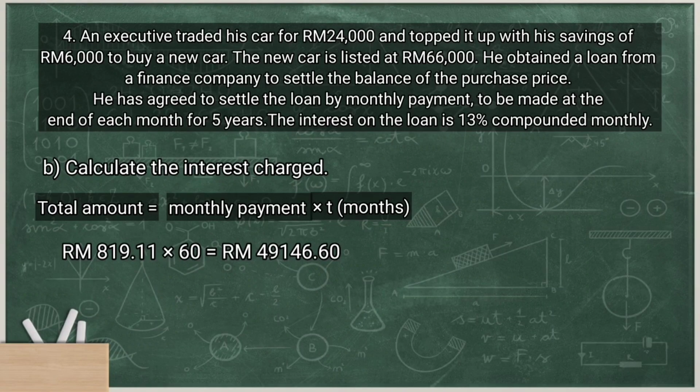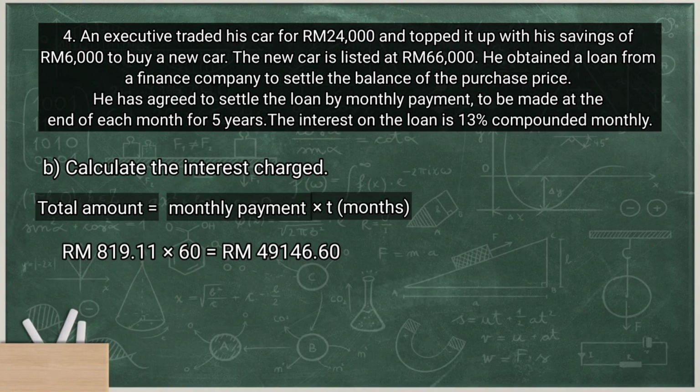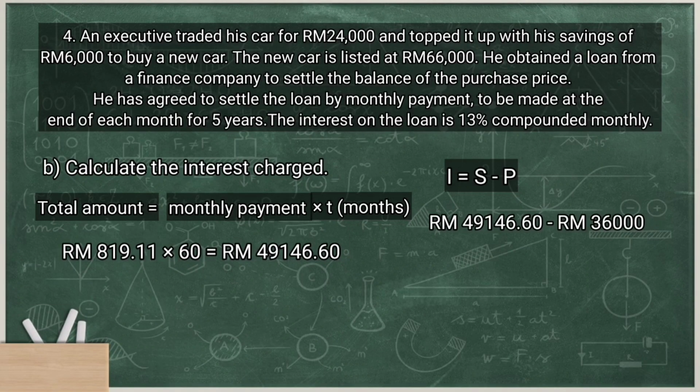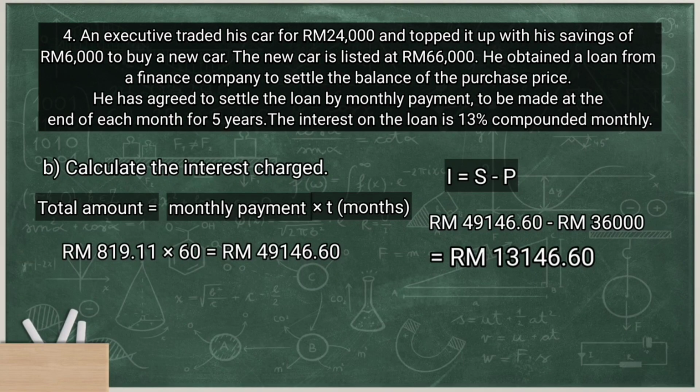Next, we find the interest paid by subtracting the principal from the total payment, which is interest equals total payment minus principal. So 49,146 ringgit 60 cents minus 36,000 equals 13,146.60.